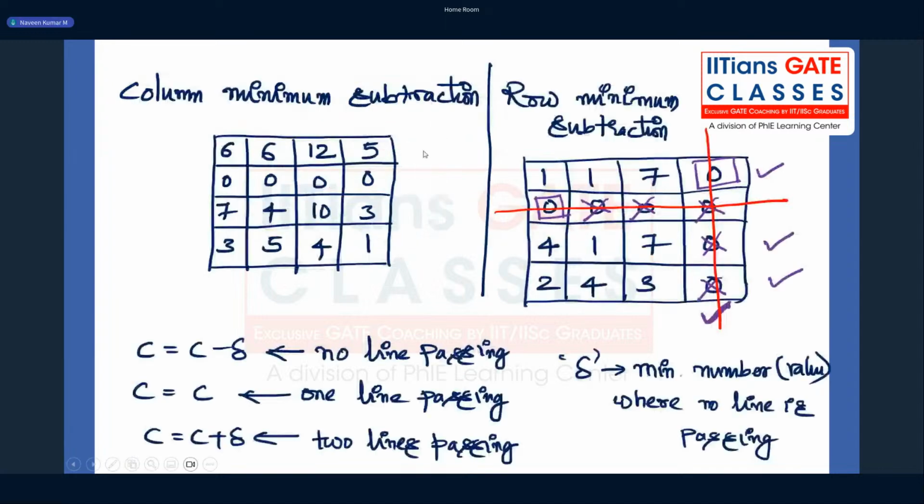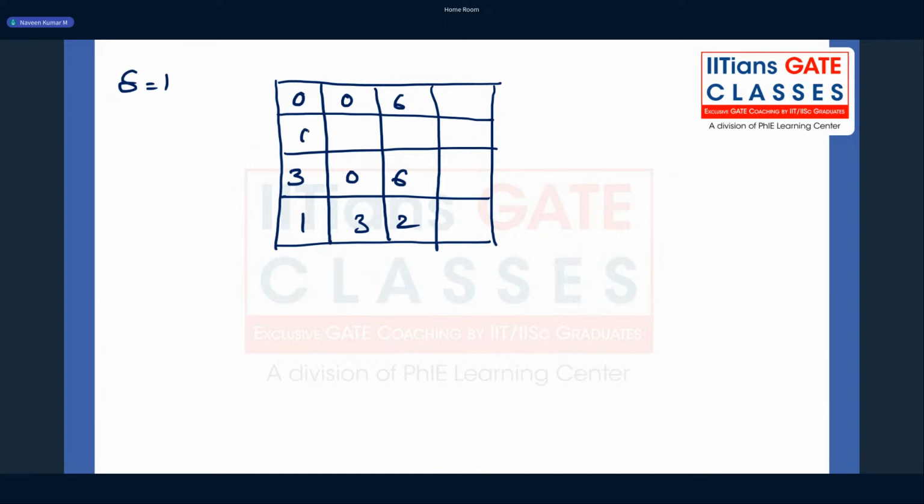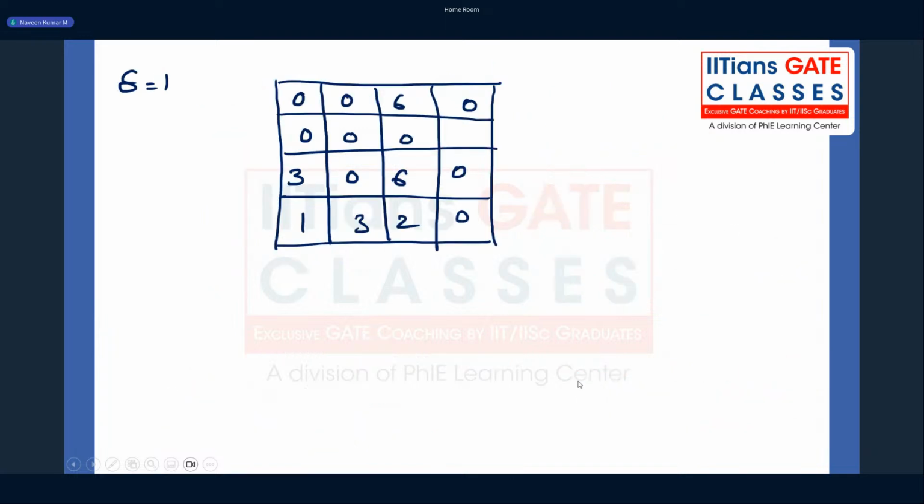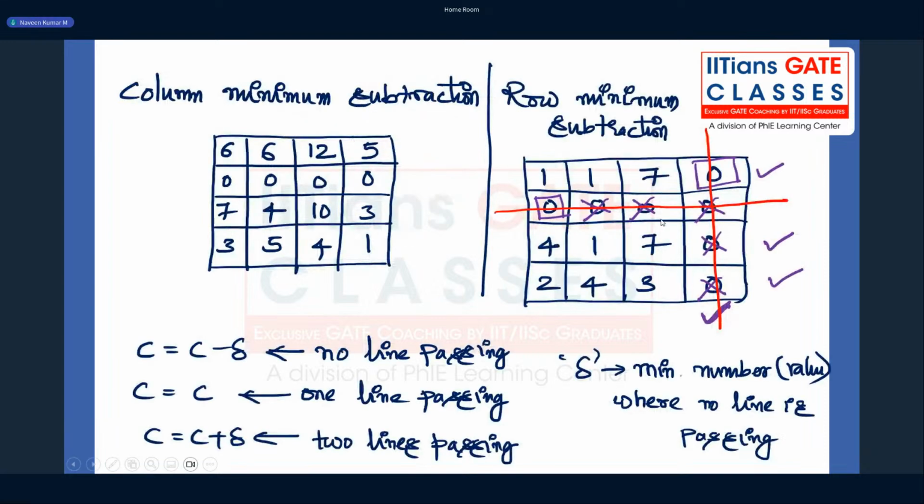Now we'll go to the place where one line is passing. Where is one line passing? This, right? So all are zeros. What do we have to do? We have to keep it as it is. So 0 0 0 0 0 0. This is where one line is passing, where you have to keep the value as it is. If you have two lines passing, in the sense that you have an intersection here, then you add the value of delta, and that is where 0 plus 1 is 1. So this is where you have added the value.